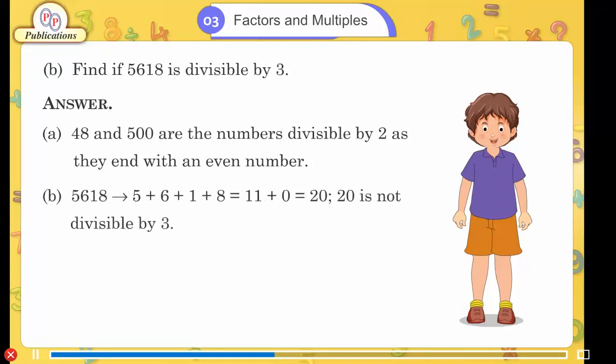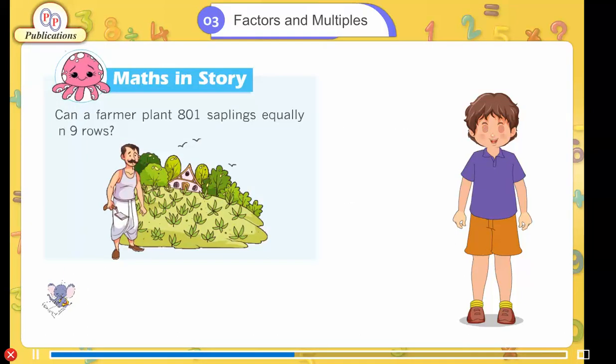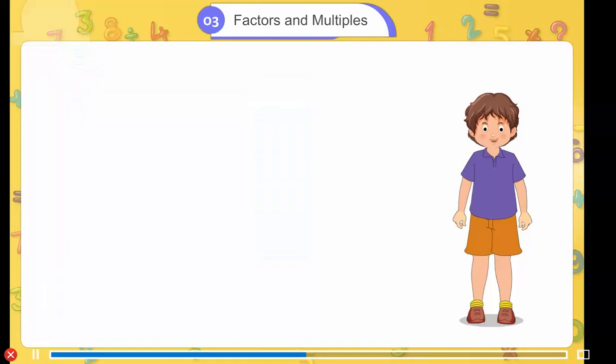5618. 5 plus 6 plus 1 plus 8 is equal to 20. 20 is not divisible by 3. Maths in story: Can a farmer plant 801 saplings equally in 9 rows?